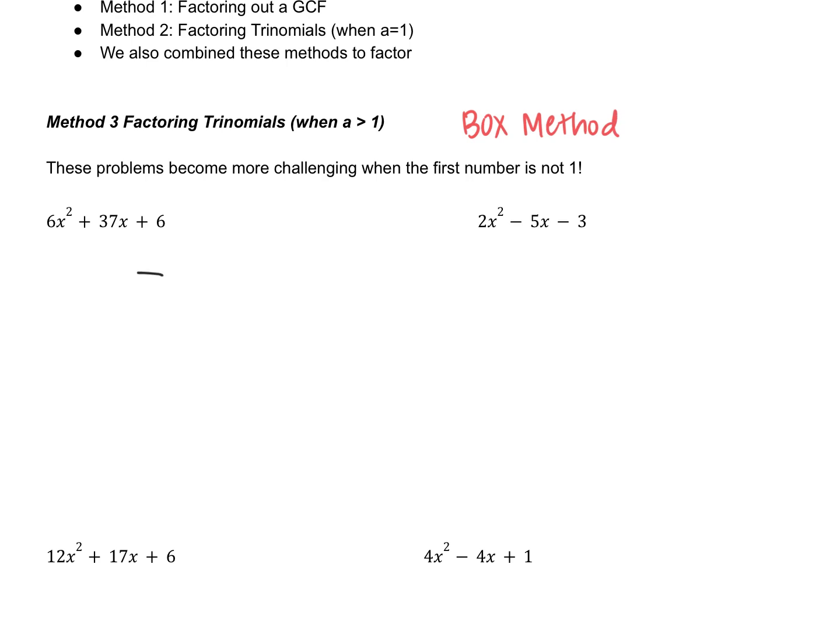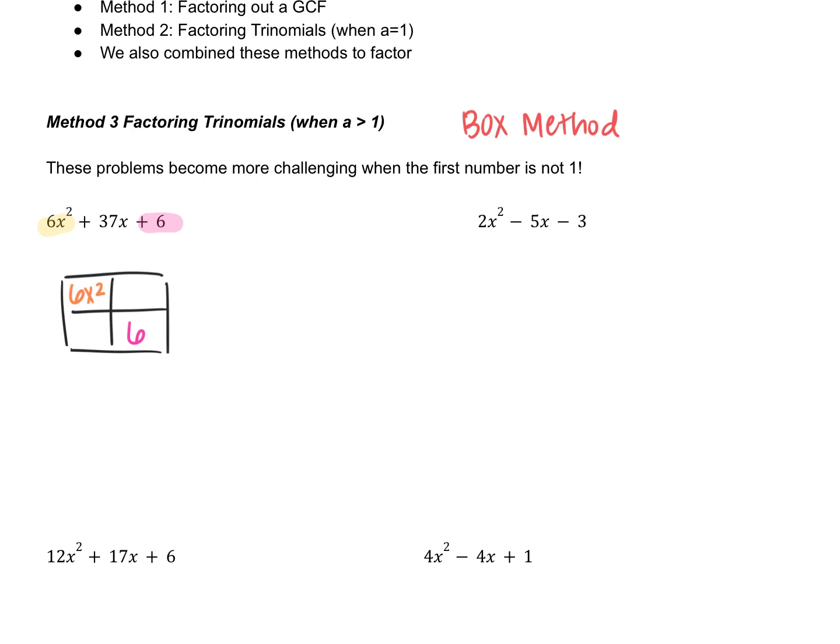So how it's going to work is we are going to set up a box and we're going to put 4 squares in that box. The top left corner is always going to be your x squared term. So I'm going to put 6x squared here. The bottom right corner is always going to be your constant, which in this case is going to be 6. Now what I'm trying to do is figure out what those other two terms are, which are the terms that are going to add to 37x.